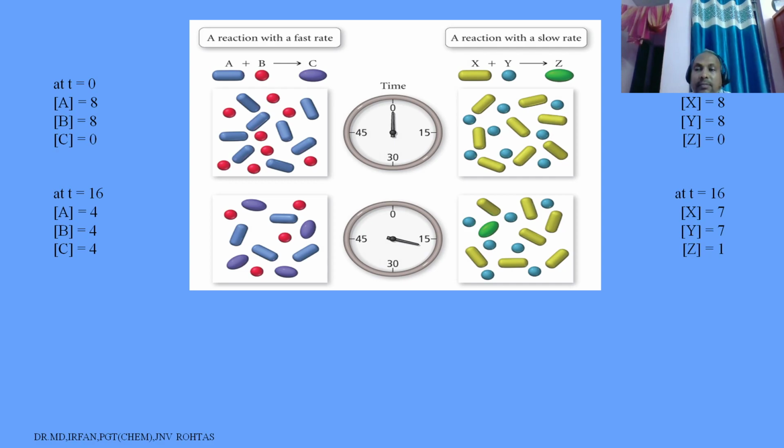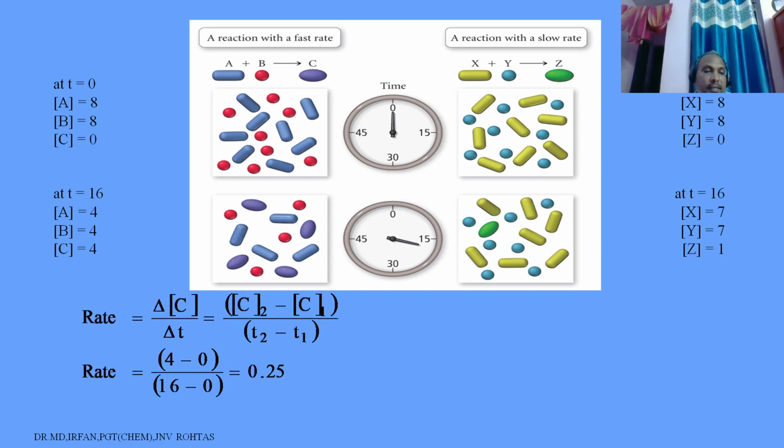Similarly, in the case of the slow reaction, initial concentration of X, which is reactant, is 8, and that of Y is also 8, and Z, that is the product, is equal to 0. After time t equal to 16, X becomes 7, Y becomes 7, and Z is 1. Then the rate of reaction can be calculated.